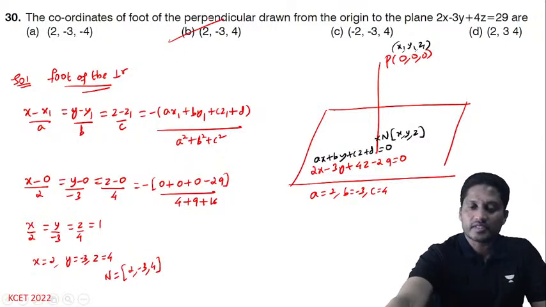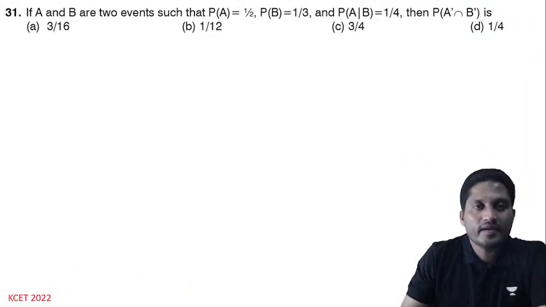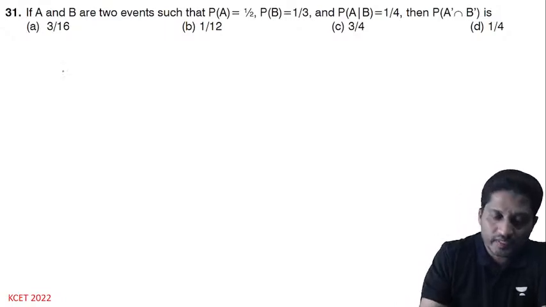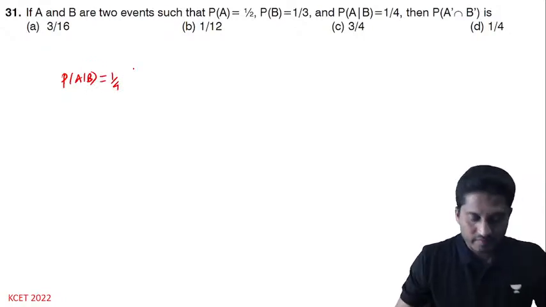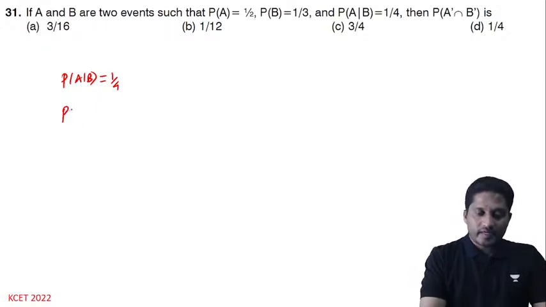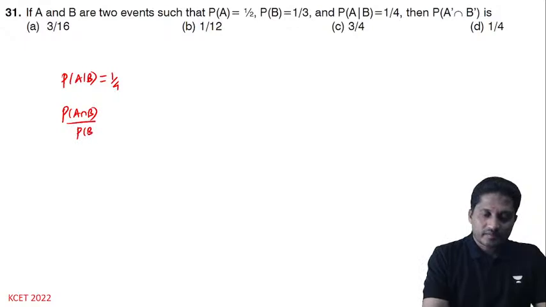Let's move to the next question. If A and B are two events, P of A given B is equal to 1 by 4, right? Now P of A given B is equal to P of A intersection B divided by P of B is equal to 1 by 4. Now if I cross multiply, P of A intersection B is equal to 1 by 4 into P of B.